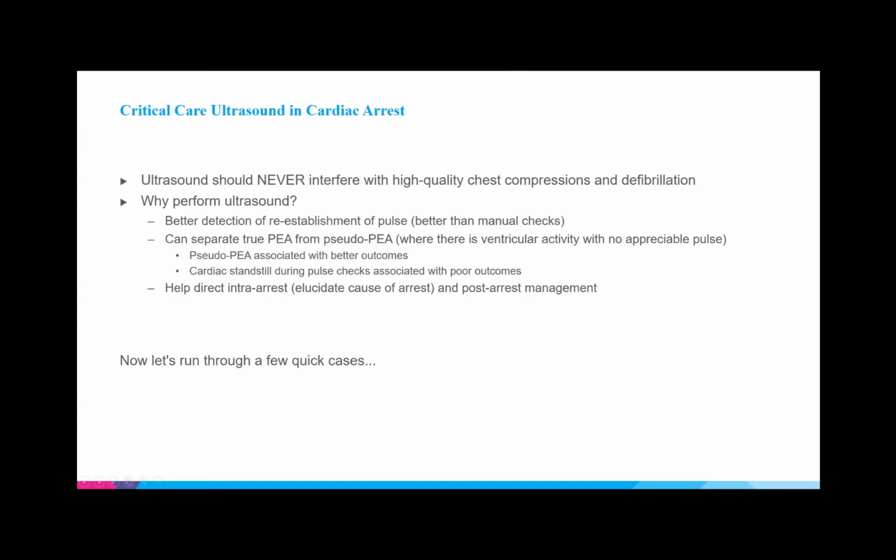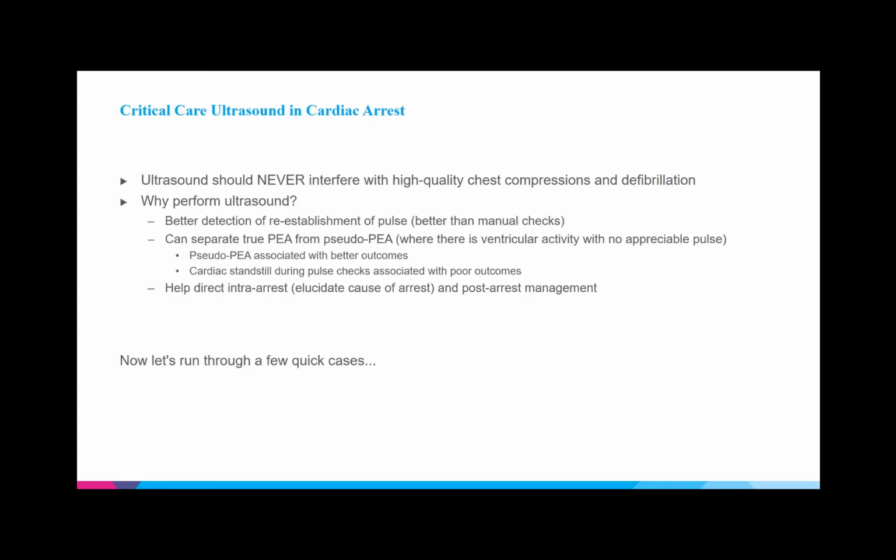And then lastly, I just want to finish by talking about critical care ultrasound during cardiac arrest. That's something that we are more commonly using than we have in the past. But the main caveat is that ultrasound should never interfere with high quality chest compressions or defibrillation. That being said, why should we perform ultrasound? Because obviously we want to figure out first, does the patient have a pulse? There have been multiple studies. Ultrasound is definitely better at detecting when there's a return of pulse compared to touch alone.